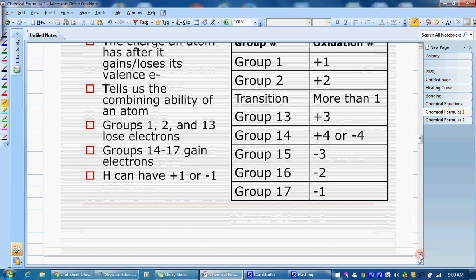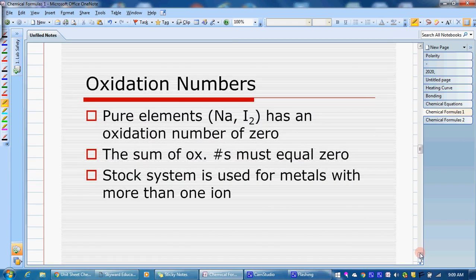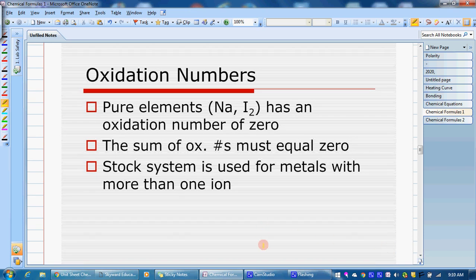You guys should remember that as much as we've done that. Again, remember the charges are called oxidation numbers. Any pure element, so just sodium by itself or I2 by itself, the oxidation number is going to be 0. Whenever we write a formula, the sum of the oxidation numbers must also be equal to 0. And we're going to be doing that a lot more here as we practice this.